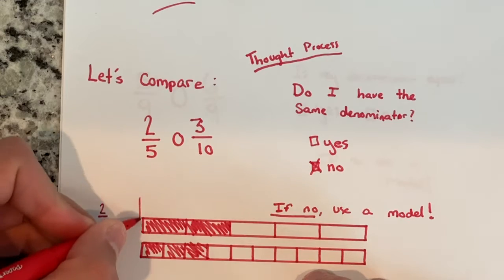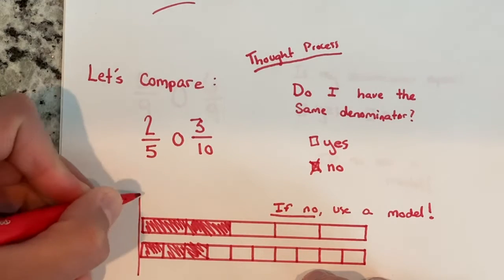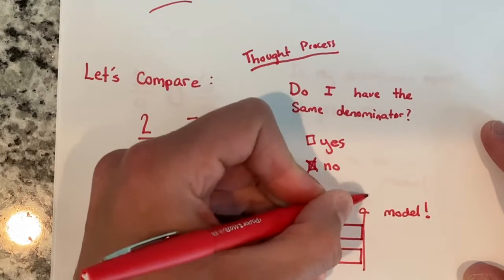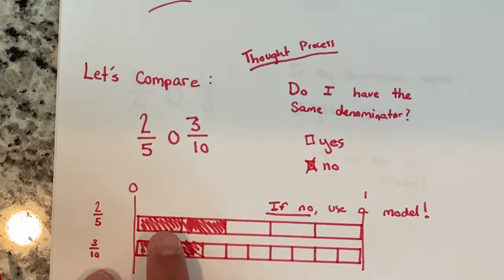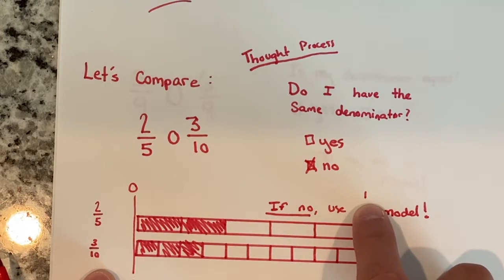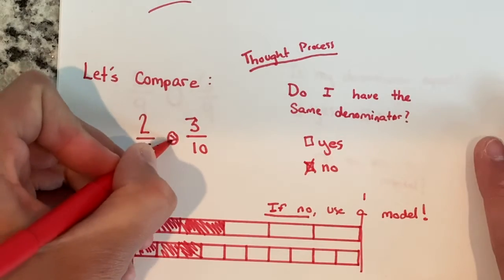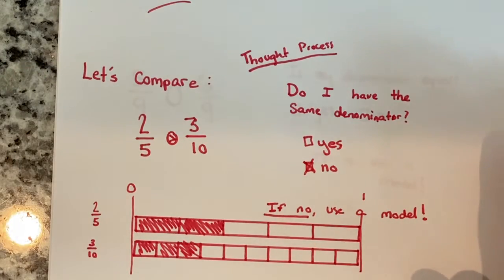I can see here that if I treat this almost like a number line, where all the way down here is 0, and all the way down here is the same thing as 1 whole, 2/5 is just a little bit closer to being 1 whole. It's just a smidge larger. So 2/5 is actually greater than 3/10.